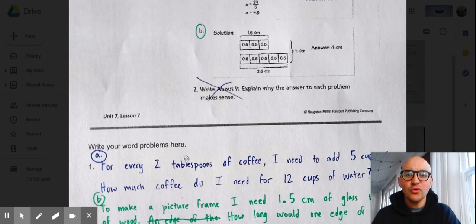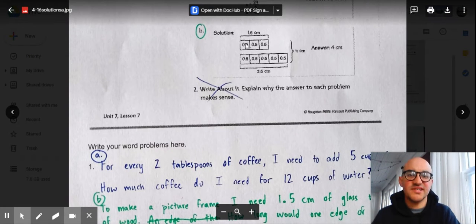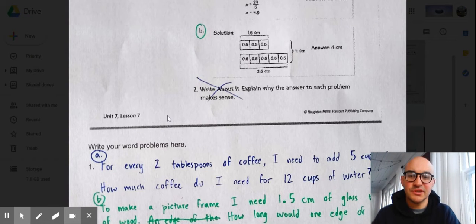And then part B here gives us a tape diagram. Again, these are ratios here. 1.5 to 2.5 is our ratio. Each of these little boxes just shows it has the value of 0.5. And so the ratio is 1.5 to 2.5. We total them up to get 4 centimeters.